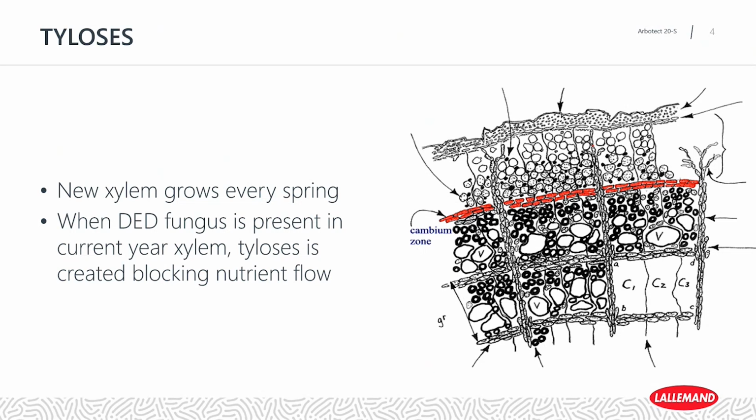Now, these tyloses are actually what causes the tree to wilt and die as they block the xylem and prevent water transport to the top of the tree. In effect, the fungus stimulates the elm to cause its own demise. So a bit of a sad story.